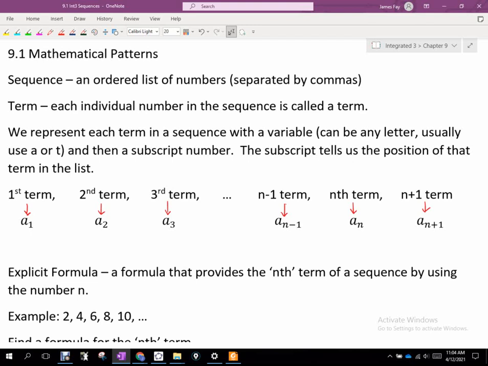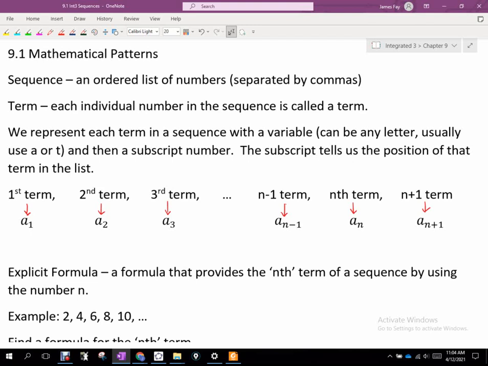Okay. So a sequence is an ordered list of numbers, and it's separated by commas. Eventually, we'll talk about something called a series, which is an ordered list of numbers that we add together. So they'll be separated by plus signs or minus signs. A sequence and series, they're hard to remember which one's which. Sequence, separated by commas. Each one of the individual items in the sequence is called a term.